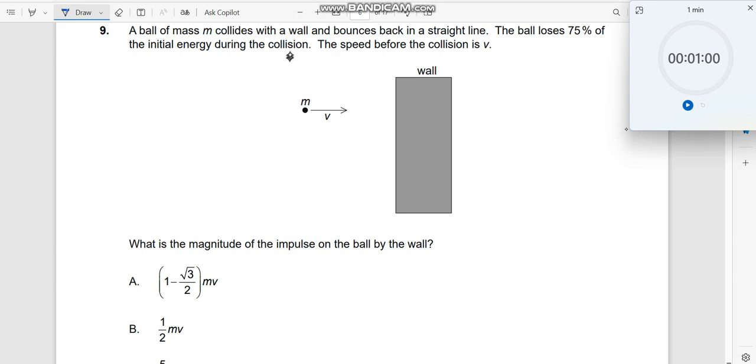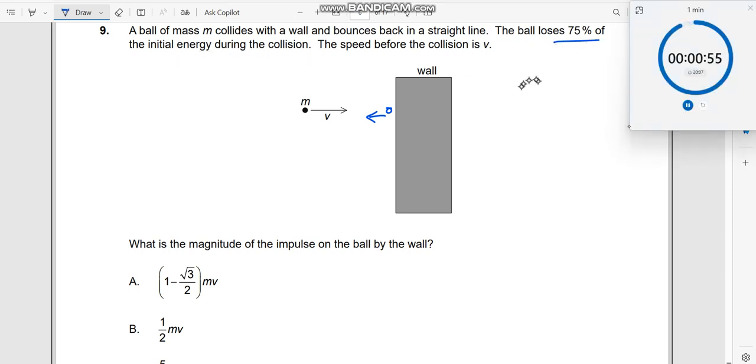A ball of mass m collides with a wall and bounces back in a straight line. It collides here and it bounces back in the same straight line. The ball loses 75% of the initial energy, which means what? It has already lost 75%. What is the energy with which it bounces back?